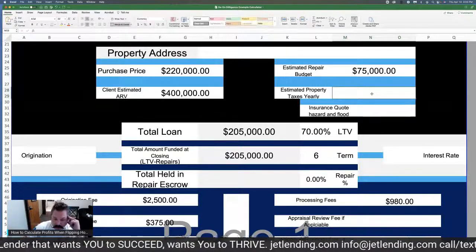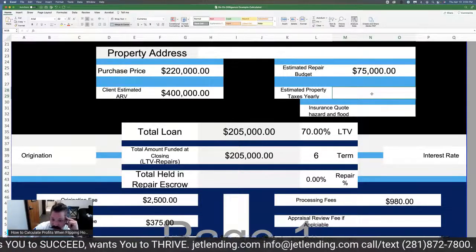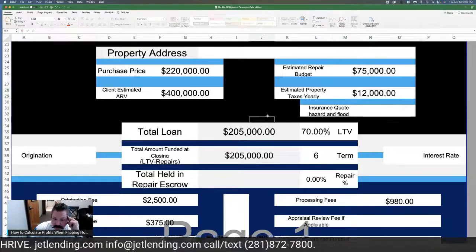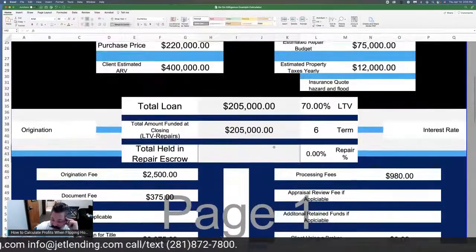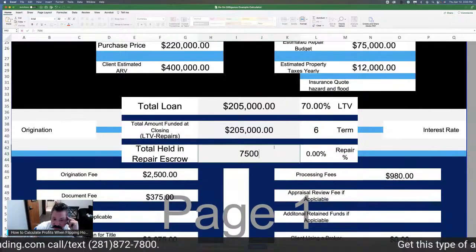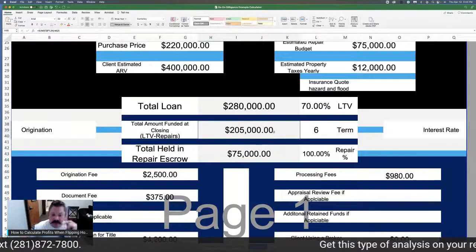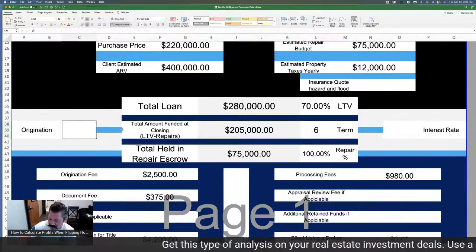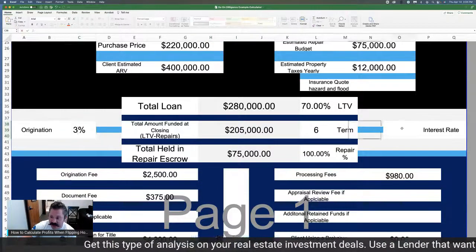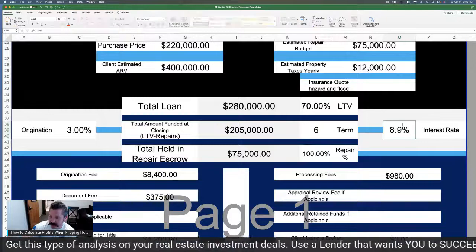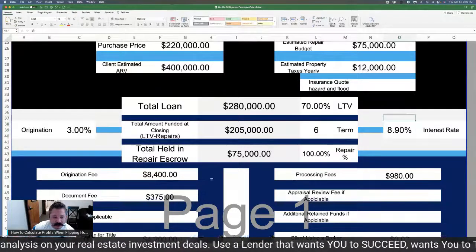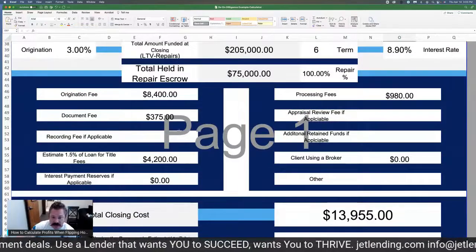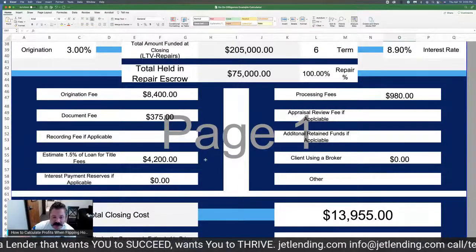For about a $400,000 house, let's say the property taxes are about $12,000. If you have a lender like Jet Lending, you're going to hold those repairs in escrow because you want them for your draws for repairs. On average, you're paying about 3% origination. You're at 8.9% interest-only payments without any penalty for early payoff. So you look at your term sheets, and you have to know these numbers to do the math.